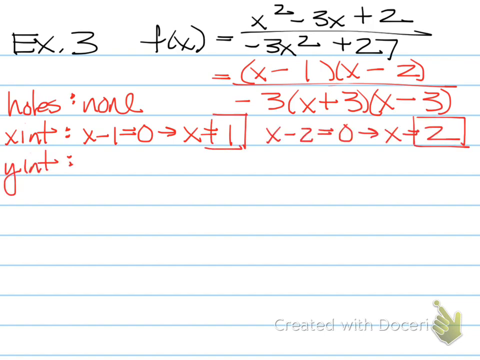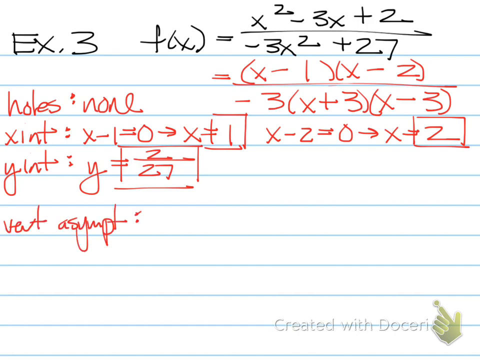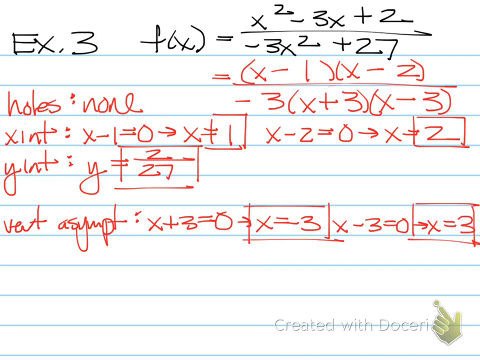For the y-intercept, we're going to plug in 0 for all the x's. When we plug in 0 for all the x's, we get a y-intercept at 2/27. Vertical asymptote, set the factors in the denominator equal to 0. And we get x equals 3 and x equals -3 as our two vertical asymptotes.